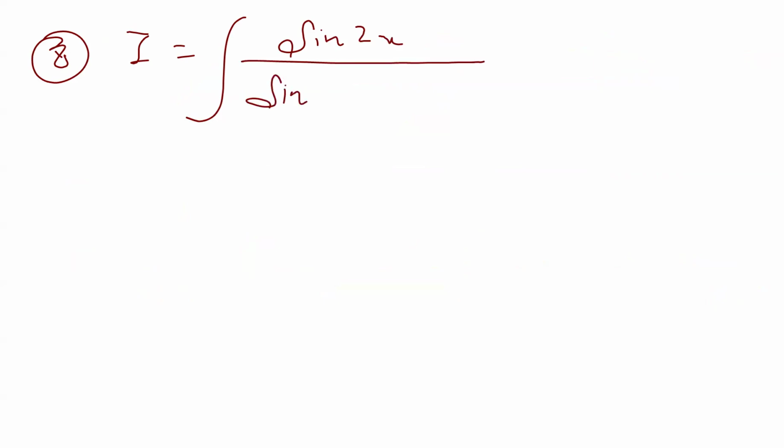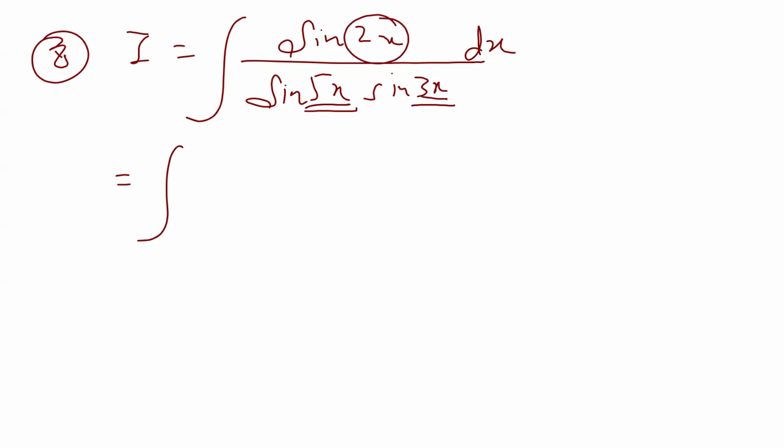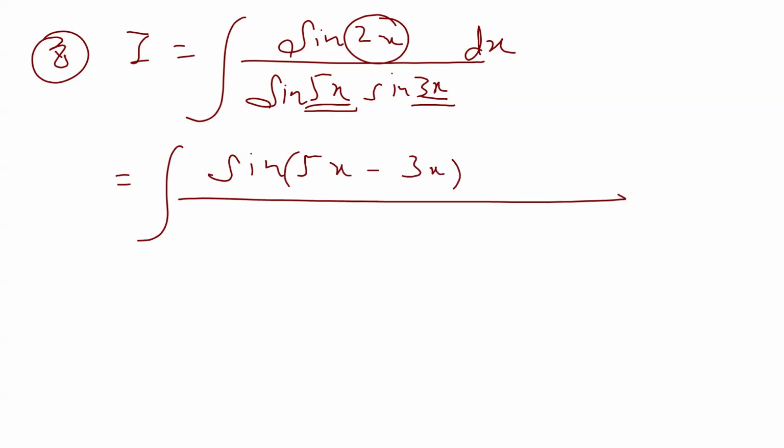Integration of sin 2x upon sin 5x sin 3x dx. So this 2x can be written as 5x minus 3x. That hint comes from the denominator itself. Understand the pattern: sin(5x minus 3x) upon sin 5x sin 3x. So this is A and this is B.